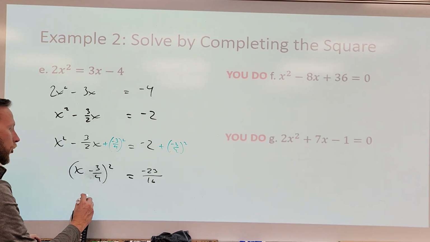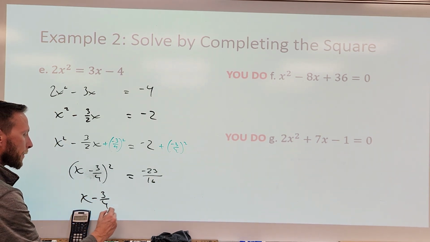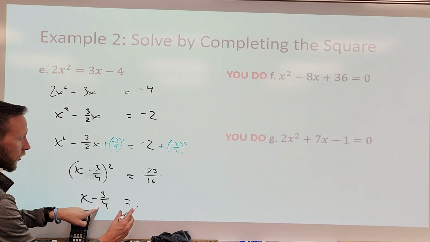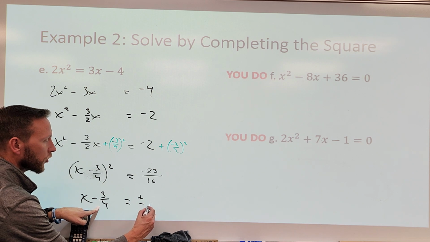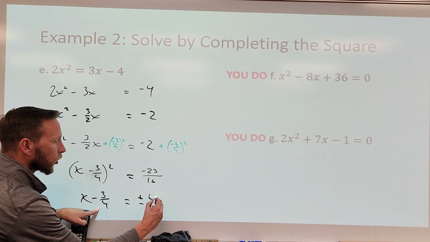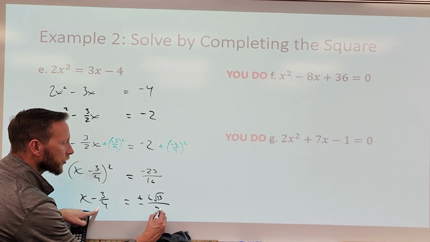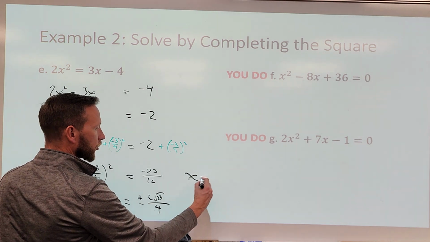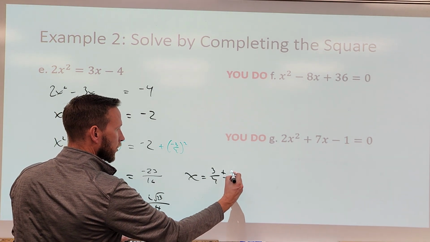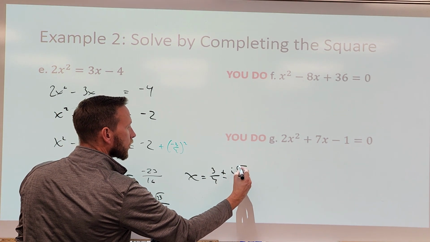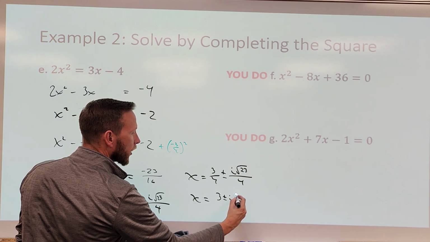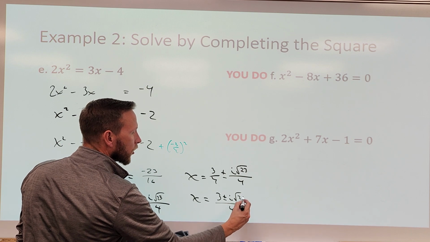Now when I take my square root on both sides, it's important that this is negative because this was negative here. All right? When I take my positive and negative square root of 23/16, I'm going to get i times the square root of 23 over 4. To solve this, I'm going to add 3/4 to both sides, which means that x is equal to 3/4 plus or minus i square root of 23 over 4.